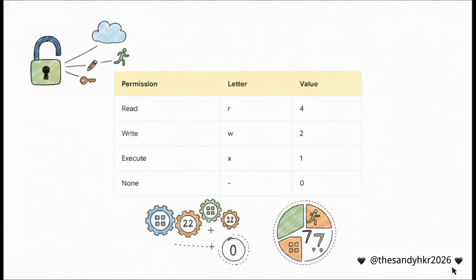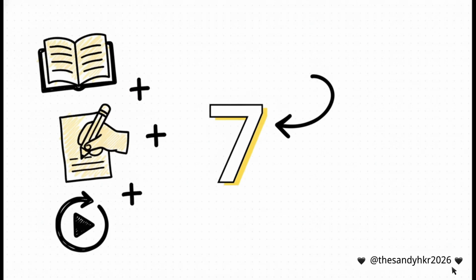By simply adding these values together, you can calculate the exact, precise permission level for any user category. It is such an elegant system, because every single combination of numbers from 0 to 7 represents a totally unique set of permissions. There's zero ambiguity here. Let's look at what a perfect score looks like. If a user owner is granted read, write, and execute permissions, you just do the math. Add 4 for read, plus 2 for write, plus 1 for execute. And what does that give you? A perfect 7.